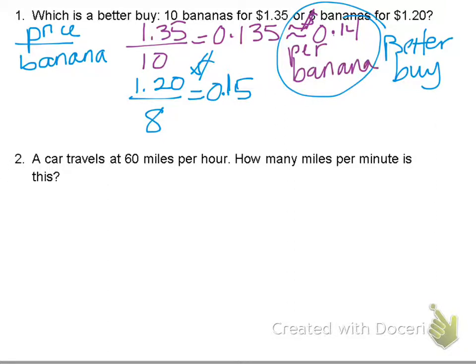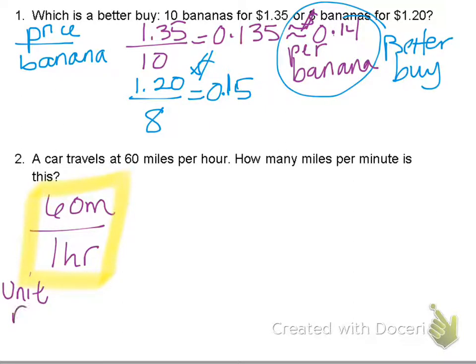Okay, our second example is a car travels at 60 miles per hour. How many miles per minute is this? So we're not talking about a unit rate this time. We're actually going to use a unit ratio to convert. So right now we have 60 miles per 1 hour. This is an example of a unit rate because it has a denominator of 1. But we're going to multiply by a unit ratio to convert to miles per minute.